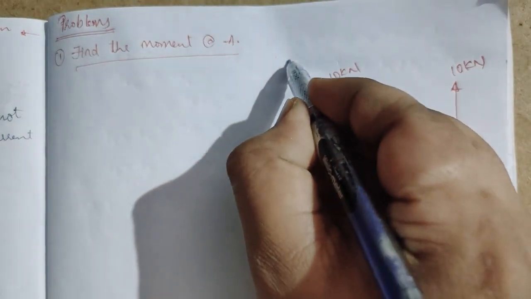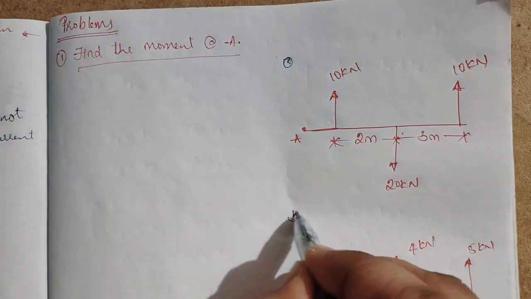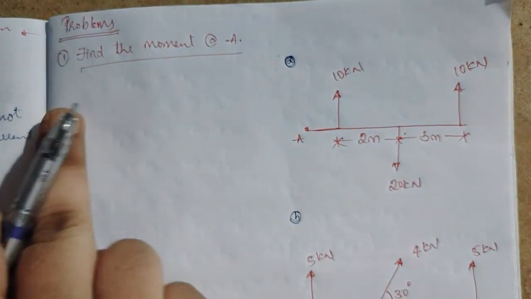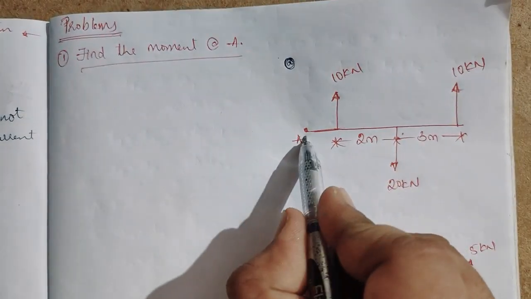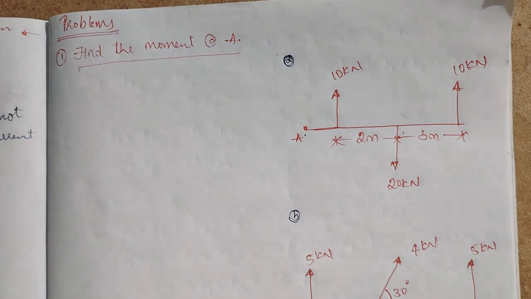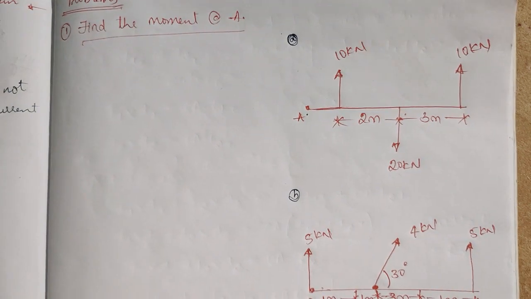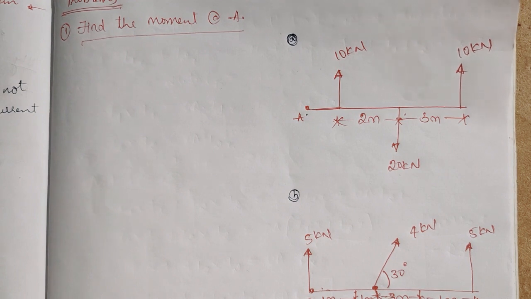I have noted some examples. This may be the first question. We have to find the moment at A. This is A, and this is a system of forces. We have to find the moment at A.